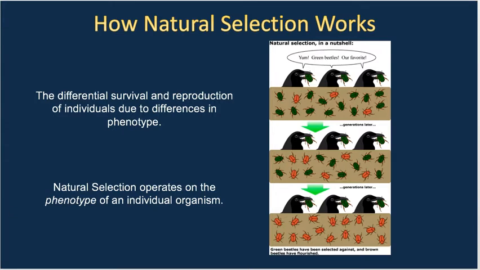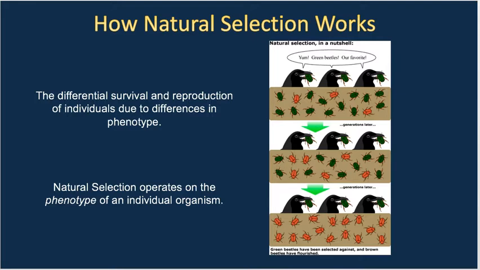Natural selection, just to recap, as it says here, is the differential survival and reproduction of individuals due to differences in phenotype. This little diagram shows in a nutshell how it works. So we have this original population with a mix of green and orange individuals. That would be the natural levels of variation that Darwin talked a lot about.